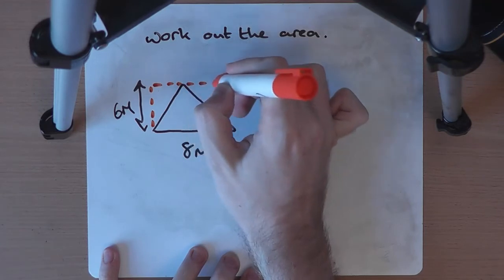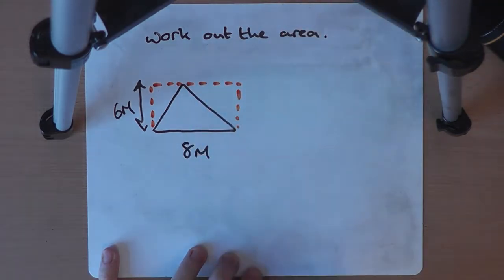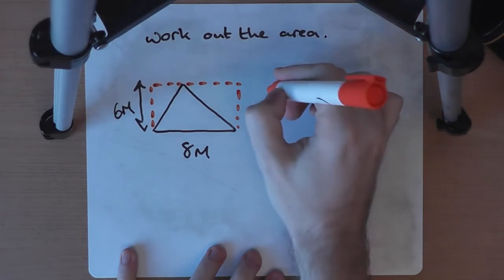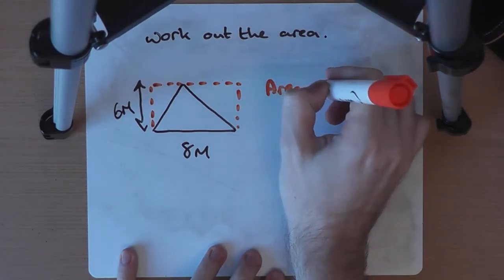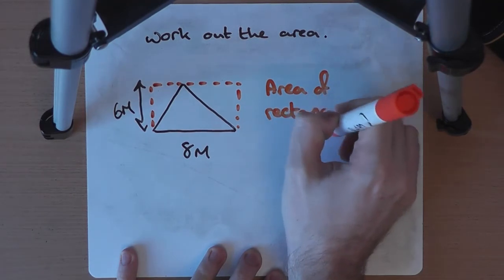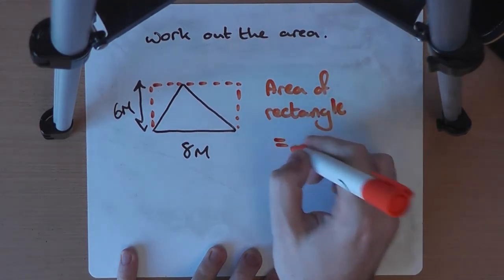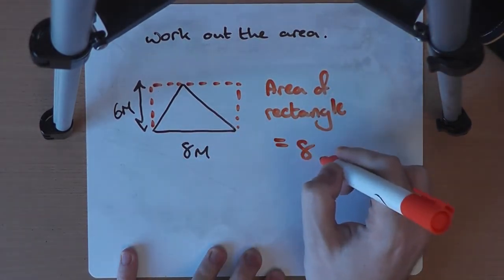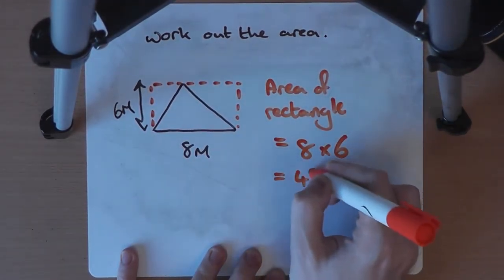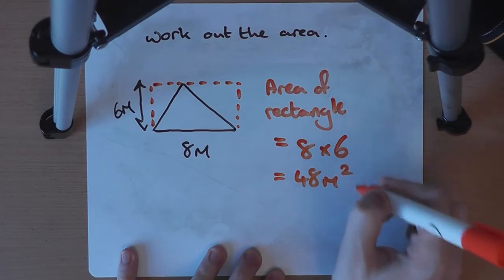I'm going to draw in the two triangles that we joined together effectively. That is now a rectangle. And I know how to work out the area of a rectangle. The area of the rectangle would be the 8 meters across the bottom times the 6 meter height, which is 48 meters squared.